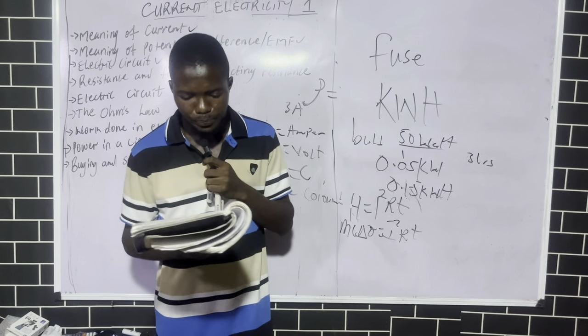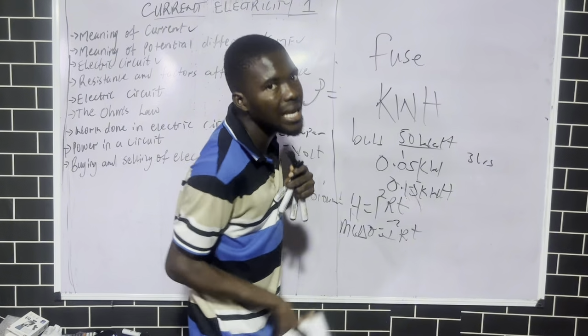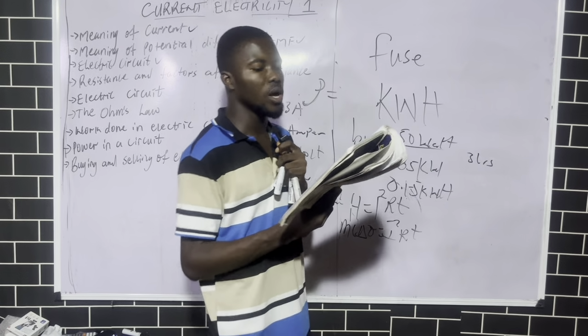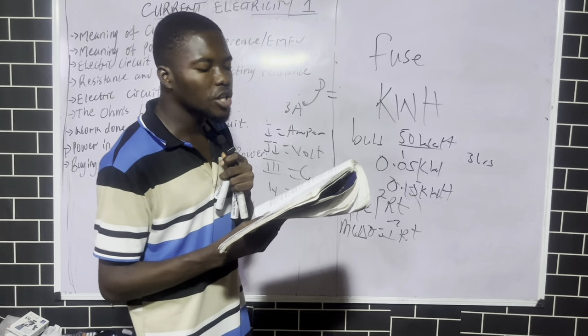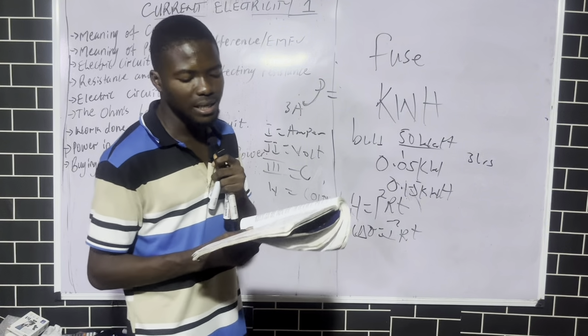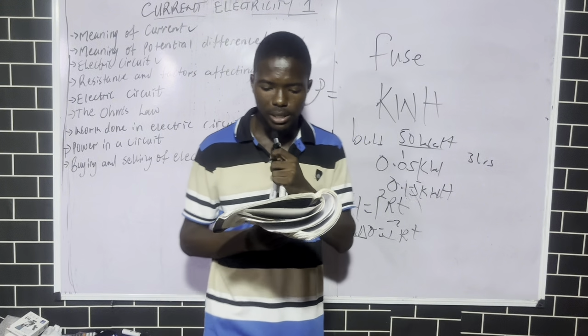Then number 3: the energy needed to move a unit positive charge around a complete circuit is called what? Many will fail this too. A, electromotive force. B, electric potential difference. C, electrical energy. D, kinetic energy. The answer is electromotive force, all through the whole circuit. Let's look at some calculations anyway.